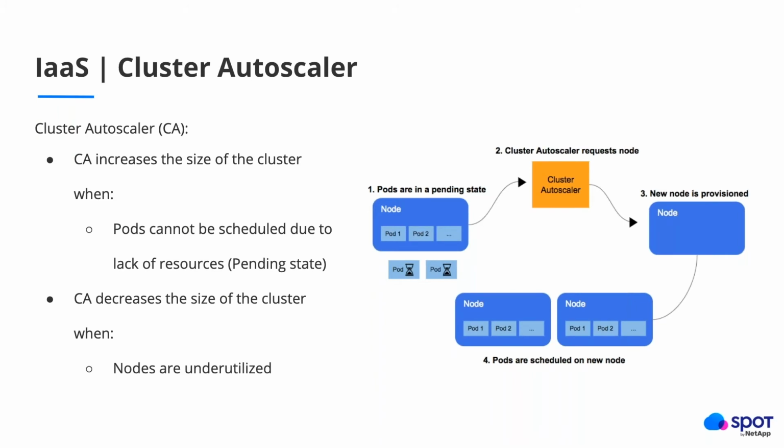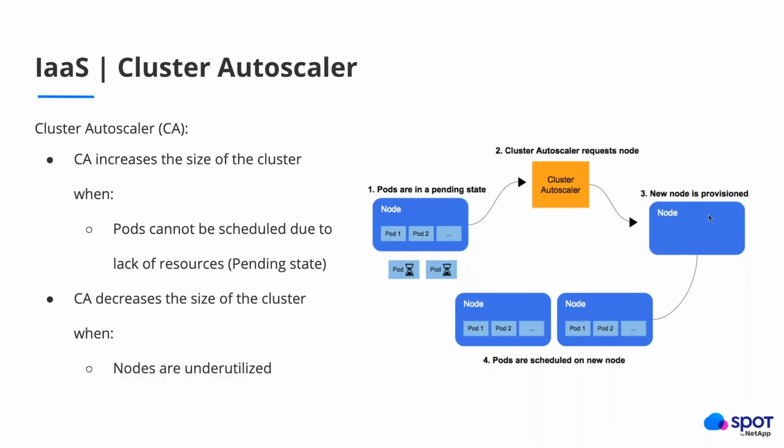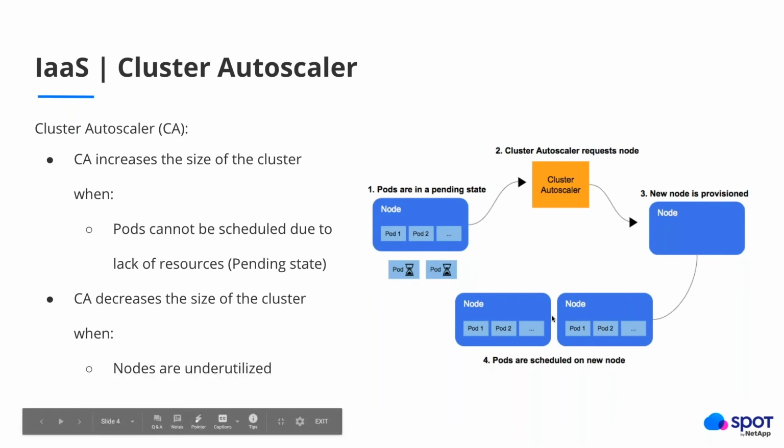While talking about scaling for the infrastructure side, the way to do it by yourself or using the open source tools, there is a tool that is called Cluster Autoscaler. Essentially, what it does, it increases and decreases the size of the cluster when you have pods that cannot be scheduled due to lack of resources, meaning they are in a pending state, and it will decrease the cluster size when nodes are underutilized. So essentially, we'll have pods in pending states. The cluster autoscaler will recognize that. It will launch a new node, and then the pod will be able to be scheduled there.